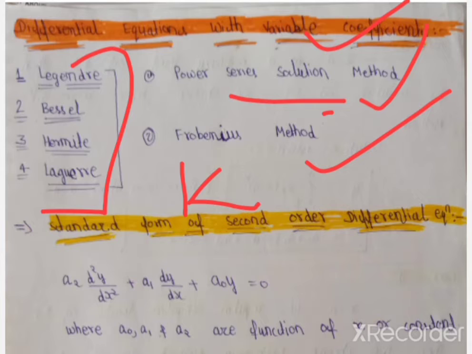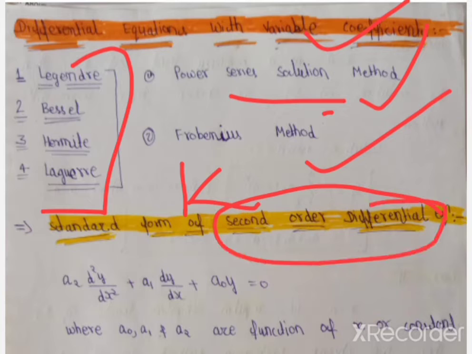Firstly, we discuss what is an ordinary point and a singular point and how it is found. So, the standard form of a second order differential equation. You remember it. This is our second order differential equation.